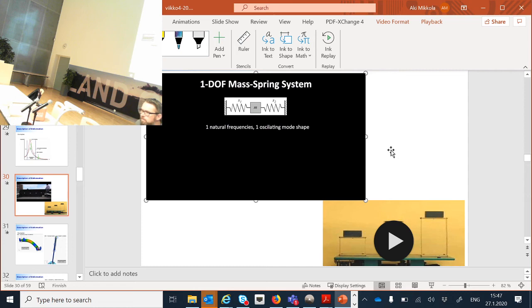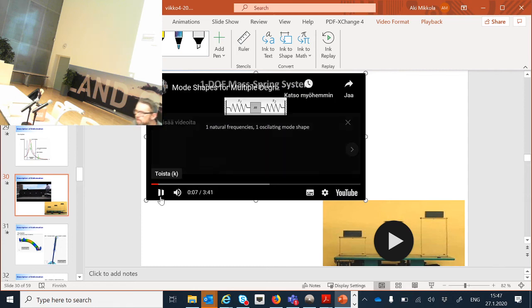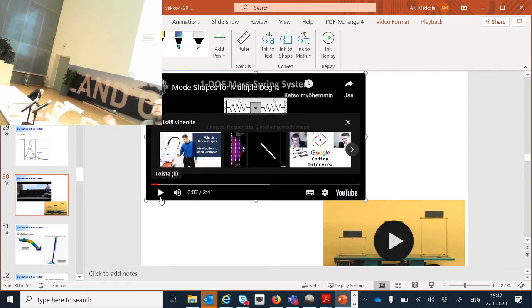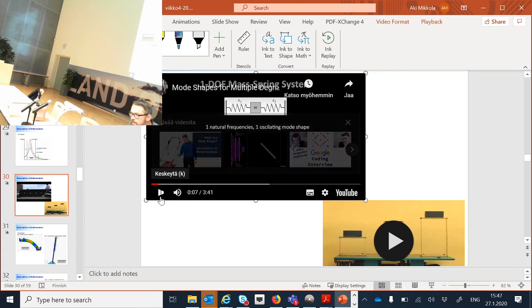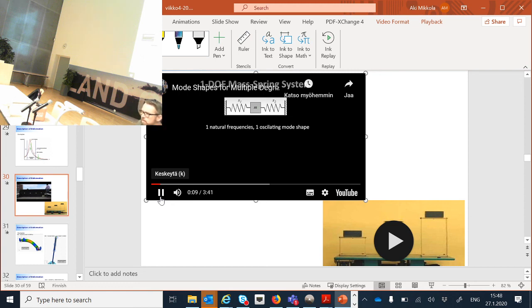A 1 degree of freedom mass spring system has 1 degree of freedom. How many different ways can it deform? One way. And this one way we can look at by checking the eigenvalue and corresponding eigenvector of the structure, which is just the one way. There's one natural frequency and one vibrational mode shape.